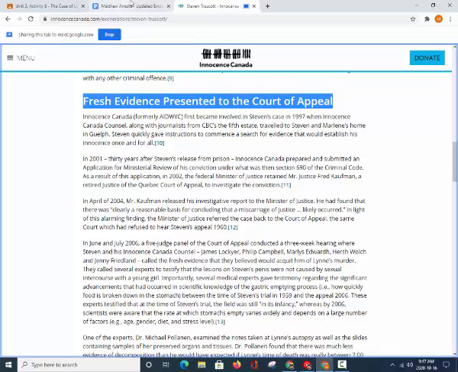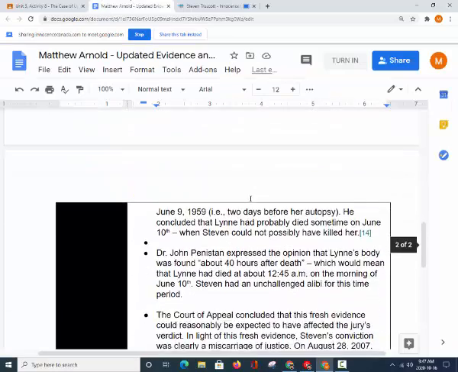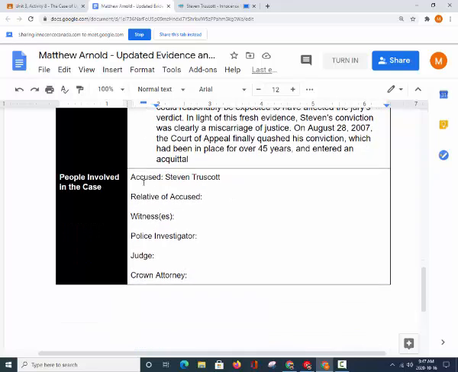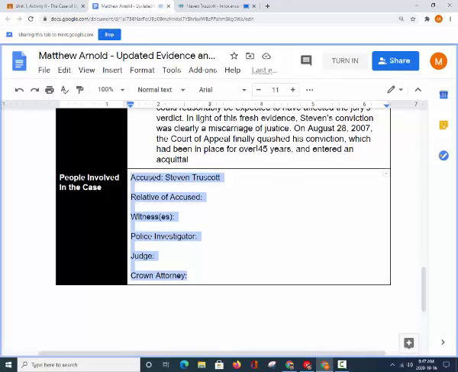The final part of this activity is to go down and identify all the different parties that were involved in the case. Now, sometimes you're not going to be able to find certain names. So in that case, just leave it blank.